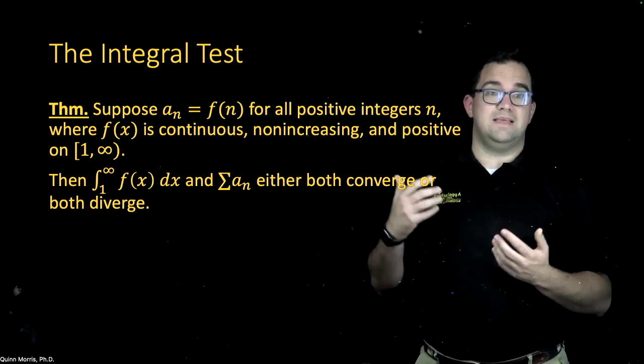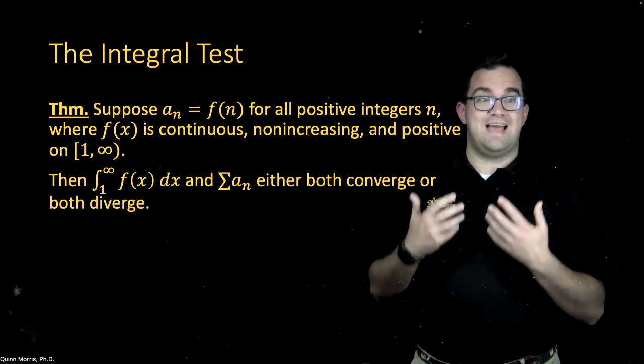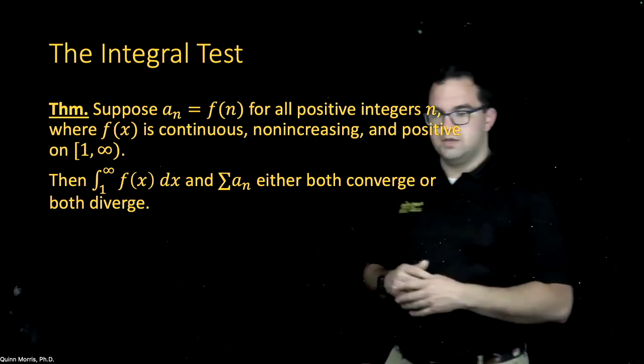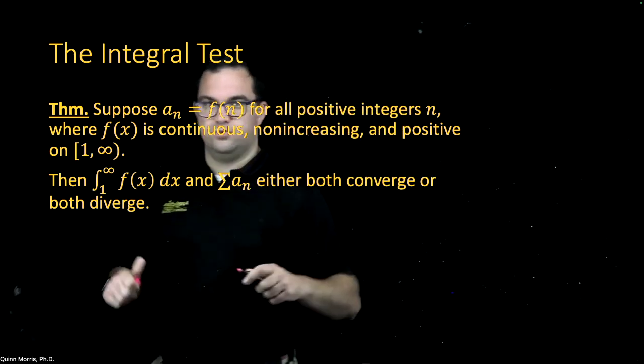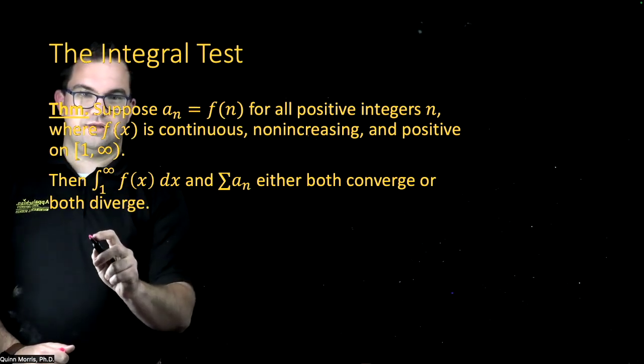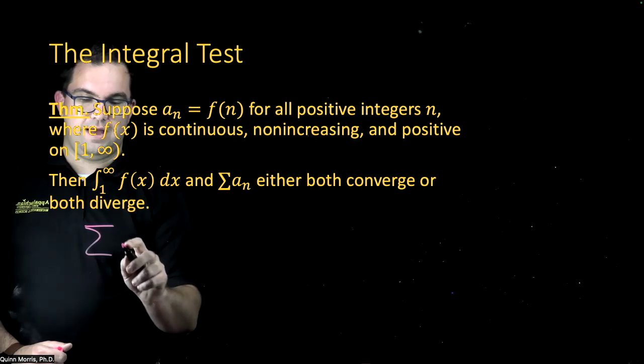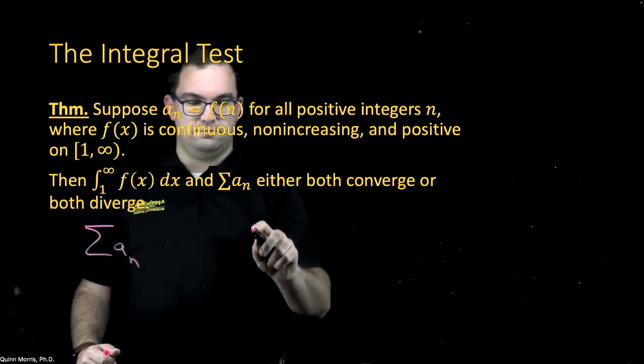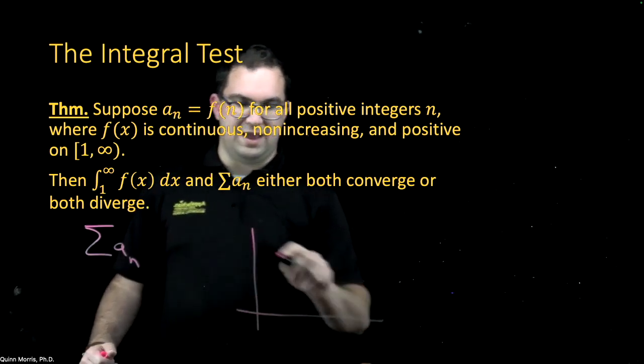Said another way, the improper integral and the series behave the same. They either both converge or they both diverge. Now, to sort of see why that's true, imagine you're in this situation and you have some series, the sum of a_n.